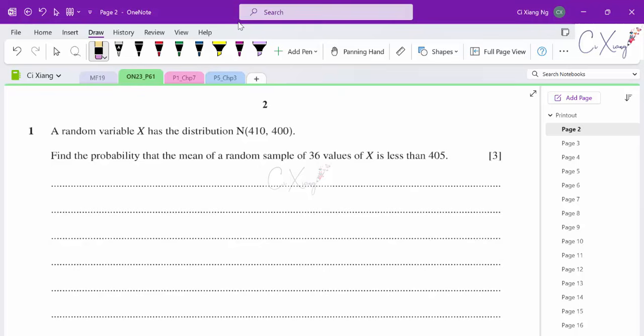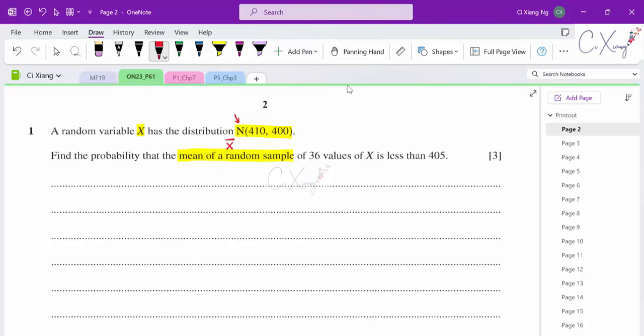We are given a random variable x, and basically it is normally distributed. So you see the distribution here, right? They want us to find the probability that the mean of a random sample. Please highlight the keyword mean of a random sample. Basically, this means x bar, the sample mean. To calculate the probability about the sample mean, this already tells you that it is a sampling distribution.